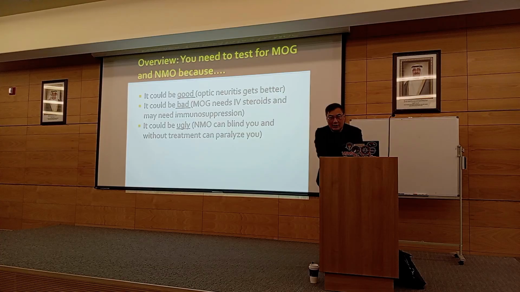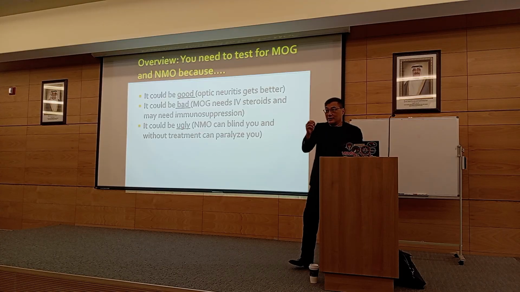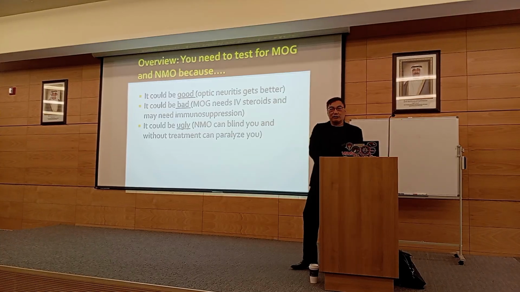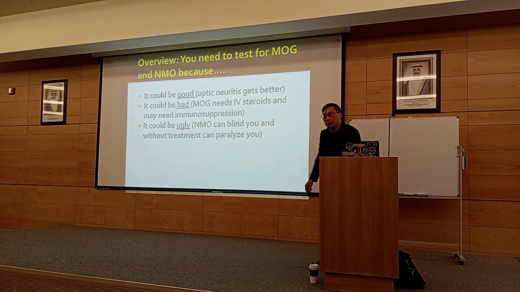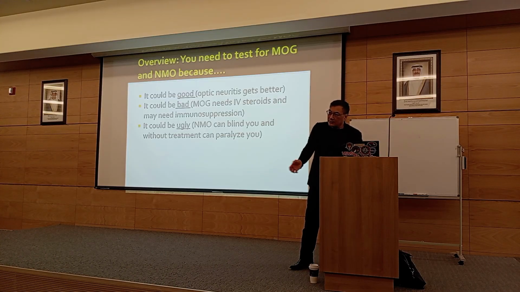All right, we're going to talk about optic neuritis now. You need to test for 2 antibodies in every patient with optic neuritis. Their names are MOG, myelin oligodendrocytic glycoprotein, and aquaporin 4, which is NMO. Because optic neuritis is just going to get better. But if it's MOG, you have to have steroids. And they might need immunosuppression or plasma exchange.